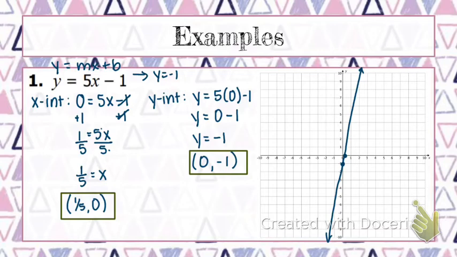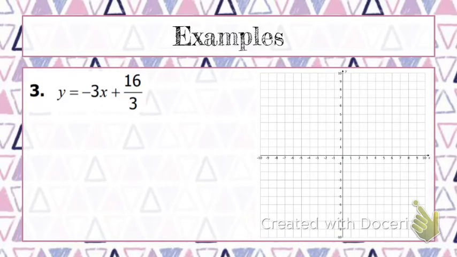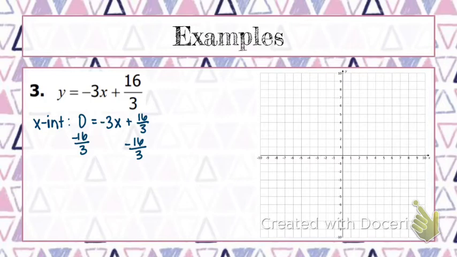I'll do example number 3. Okay, so our x-intercept we find by setting y equal to 0. So we have 0 equals negative 3x plus 16 over 3. First we're going to subtract 16 over 3. 0 minus 16 over 3 is negative 16 over 3. We bring down the negative 3x, and positive 16 over 3 minus 16 over 3 is 0, so those go away. Then we're going to divide both sides by negative 3.